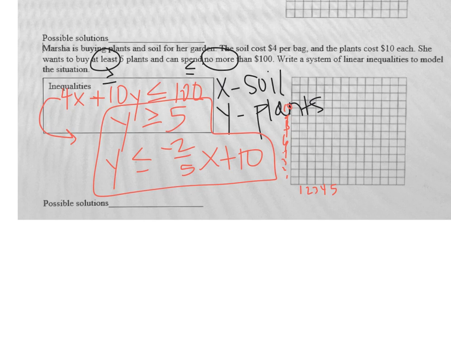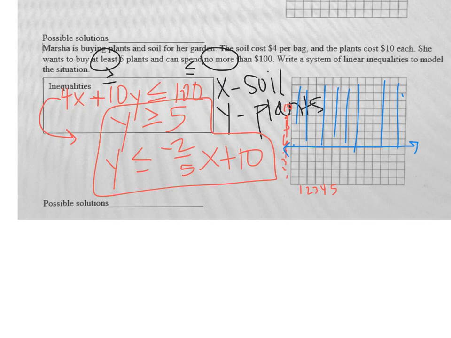So if I do the first one, y is greater than or equal to 5, I need to find 5 on my y-axis. And it's going to be a solid line because it has an equal to, and it's greater than or equal to 5, so everything above it. All right, so I'll grab the red for the second one.